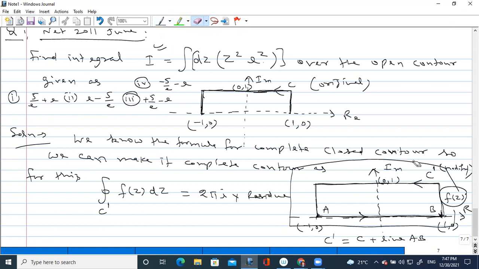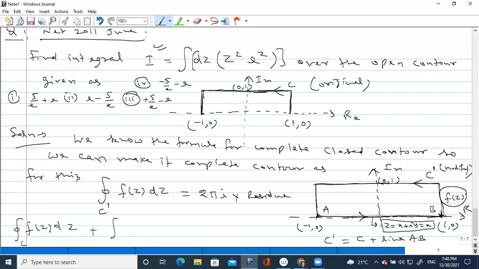Okay. This is the meaning of C dash. So it means what? I can write the integral over the original contour C of f(z) dz, plus this line also I have to write. For this line, z equal to x plus iy will become x only, because it is the real axis. Because here the y value, the imaginary value on this line, is 0. Understood? So z can be converted into x. So it means I can convert f(z) dz as f(x) dx, and integrate that from minus 1 to plus 1, because the x value is minus 1 to plus 1.